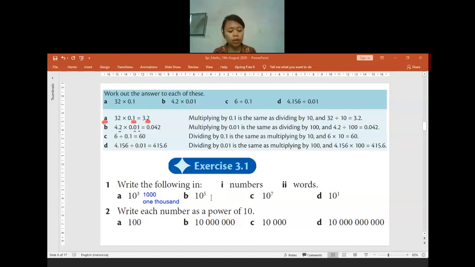Okay, now let us move to question B. For question B, what number is it? 10 to the power of 5. How many will it be? Yeah, it will be 100,000.